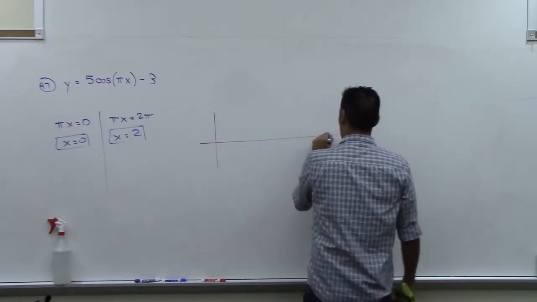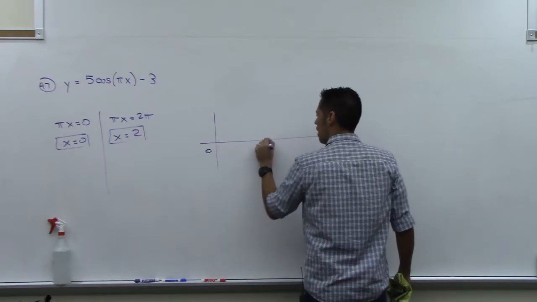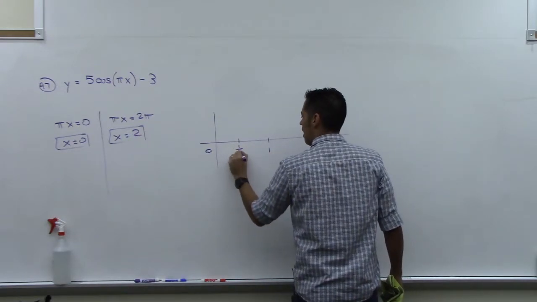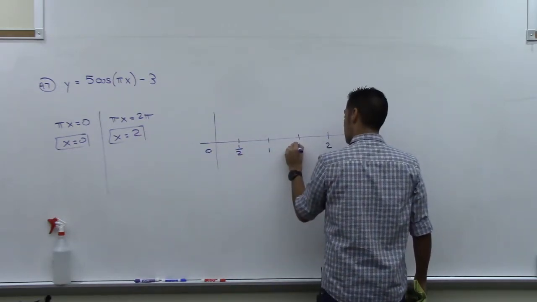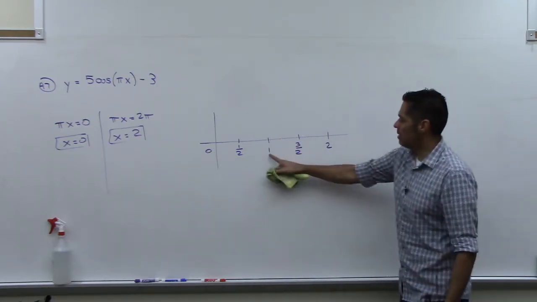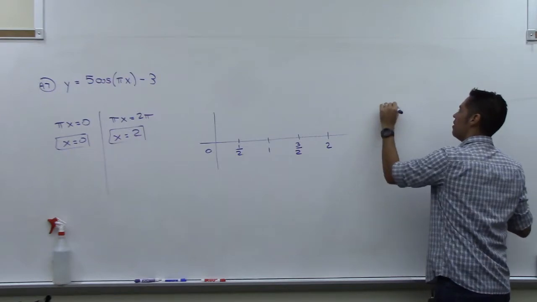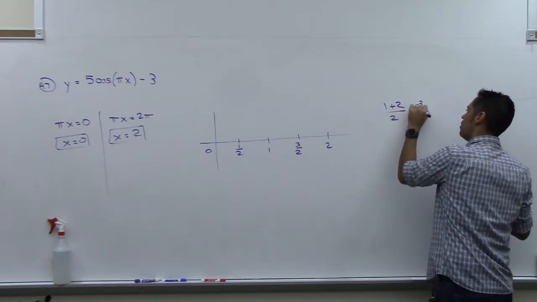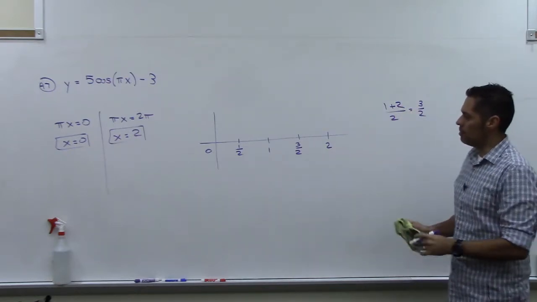So I start out 0 to 2. Halfway is 1. Half of that's a half. And then this right here is 3 halves. Kind of cool. You could take these 2 points, 1 plus 2, add them together, and then divide by 2. You get 3 over 2. Yeah, 3 halves, just like we were supposed to.